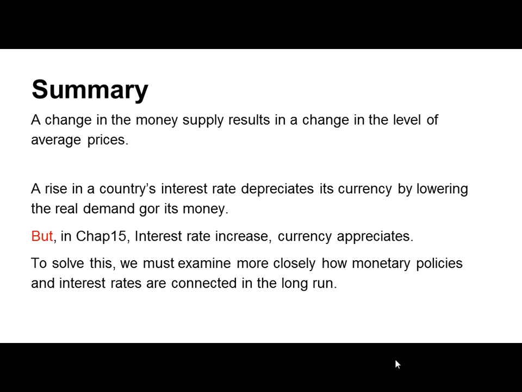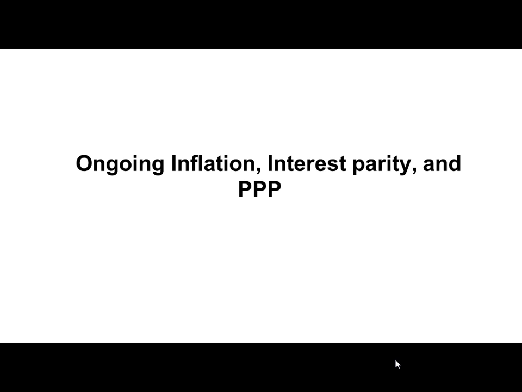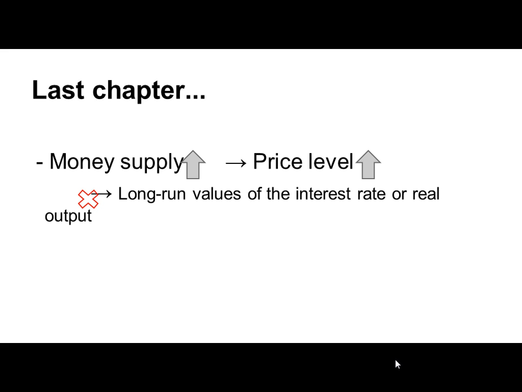Next is ongoing inflation, interest parity, and PPP. Last chapter, we learned that when the money supply increases permanently, the price level rises proportionally, but it doesn't affect the long-run values of the interest rate or real output.